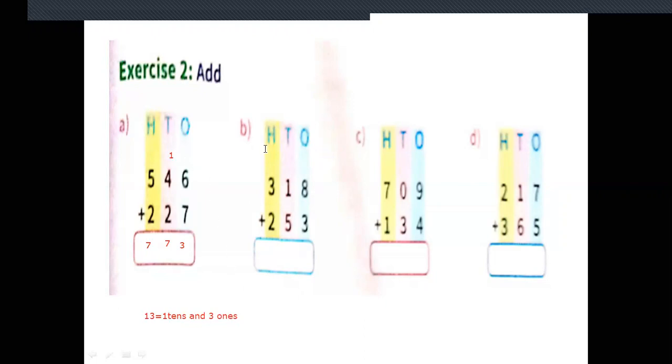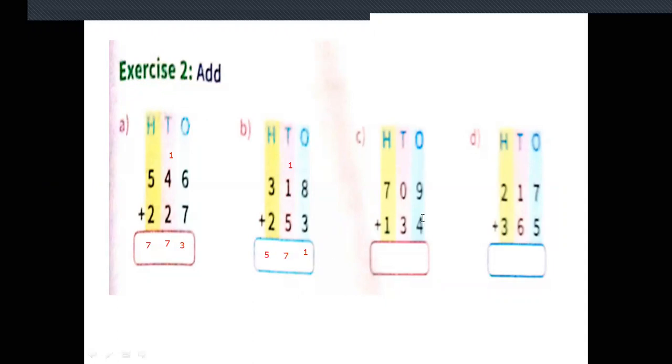Okay. Next sum. Same as this, we will do the next sum. See, 8 plus 3. Always add the ones place first. 8 plus 3 is 11. So in 11, there is 1 one and 1 ten. You carry the 1 ten to the tens column. 1 plus 1 is 2, 2 plus 5 is 7. So you write 7 here. Next, 3 plus 2 is 5, so you write 5 here. So 318 plus 253 is 571.